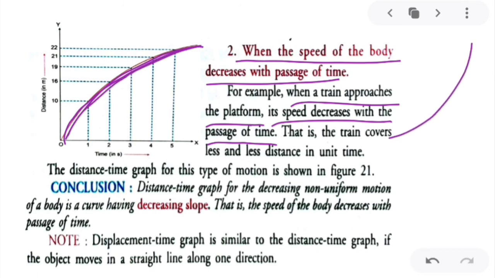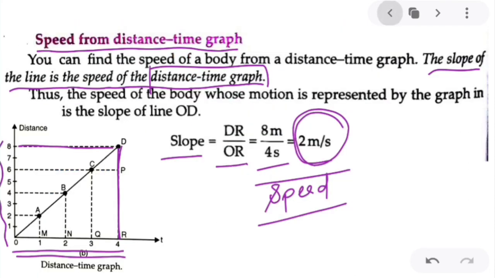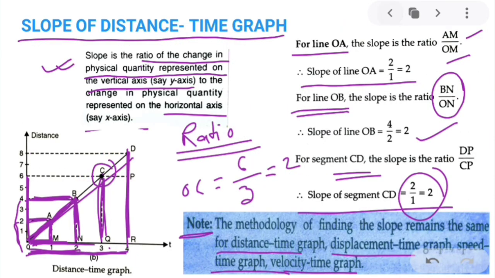So you see the conclusion now: the distance time graph for decreasing non-uniform motion, it is non-uniform because the speed is decreasing, has a decreasing slope, remember. So the speed of the body decreases with the passage of time. So remember this thing. We have discussed 4 types of graphs here.